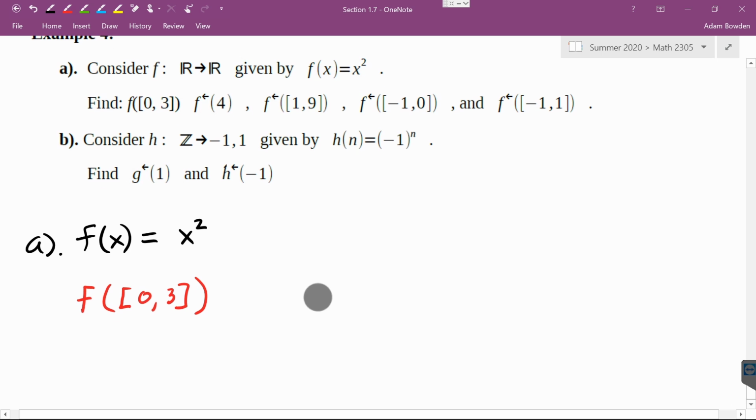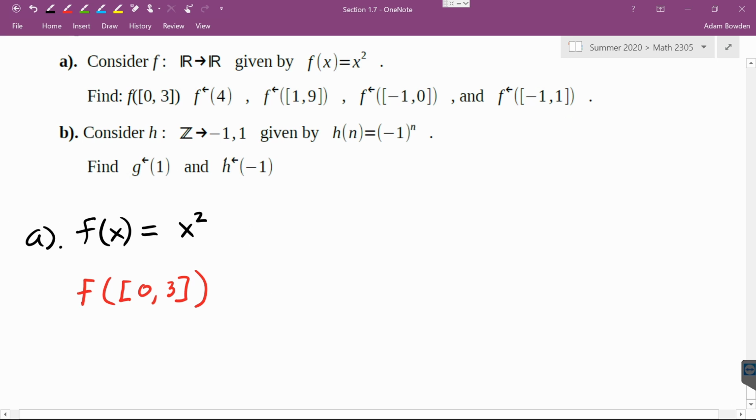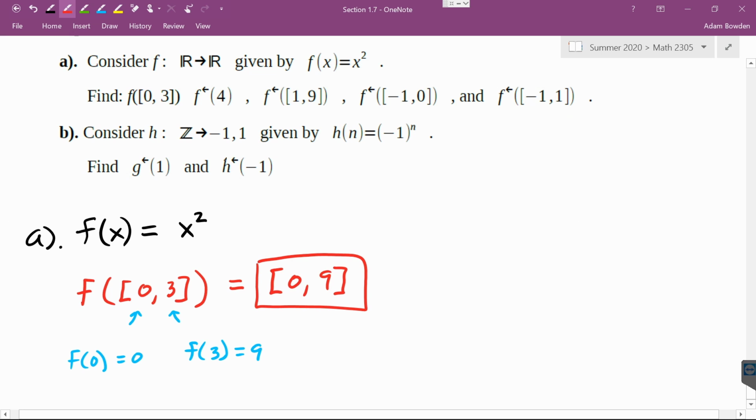Now basically what this is going to do is take each element within this interval and process it through x squared. So if we were just to take a look at the endpoints of this interval and plug those in for f, f of 0 would equal 0, f of 3 would equal 9, then our interval after working it through the function would come out to be the interval from 0 to 9. So that's actually the image of this interval under the function f.